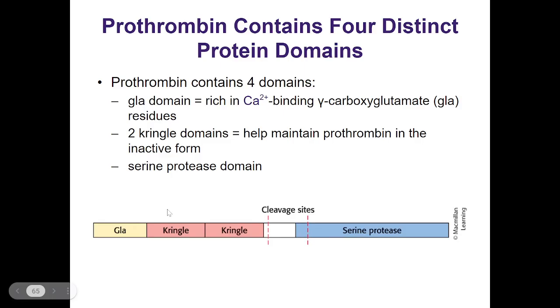We also have here 2 Kringle domains right there. Those are the Kringle domains, the red ones. This is going to help maintain prothrombin in the inactive form. This right here is then the cleavage sites. Remember we were talking about it cleaves at those 2 sites? There's your cleavage sites. Okay. This then is the serine protease itself. That's why the cleavage activates that serine protease, right?